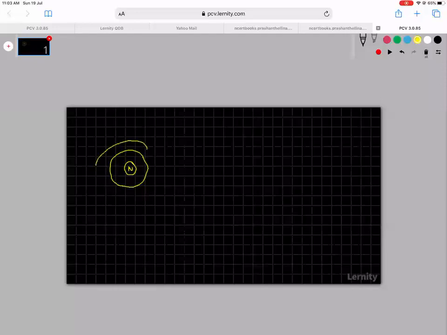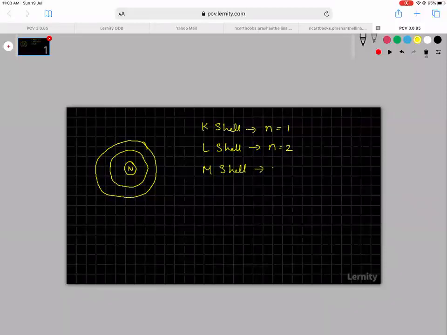The first shell is called the K shell. K shell is given n value equal to 1. Then you have the L shell. It is given n value equal to 2. Then the M shell. M shell you have n value equal to 3. Then you have the N shell. You have n value equal to 4. Further, like this it keeps going on.